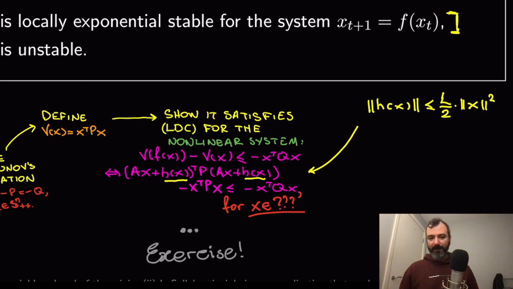Now that's the difficult part of the proof, but I'll give you a hint. In the previous video lecture, we said that if we have a function that satisfies an LDC, then there is a way to determine an invariant set. So this should give you a hint. Try this as an exercise.